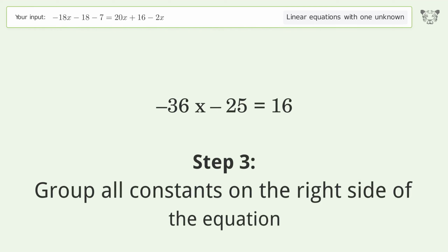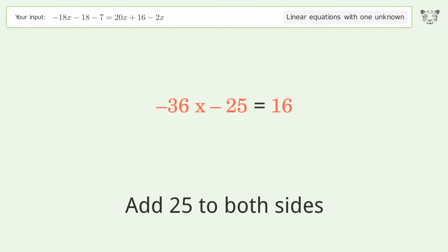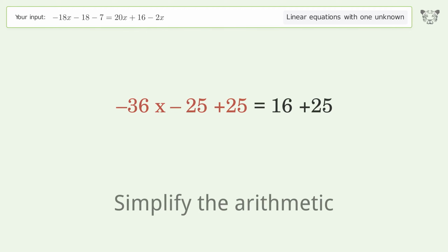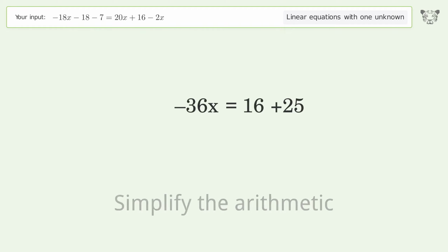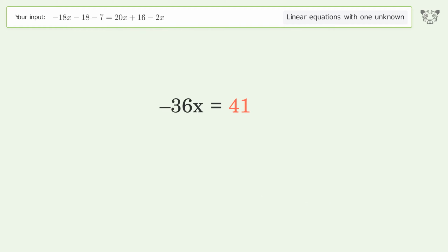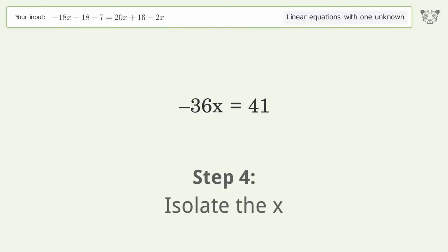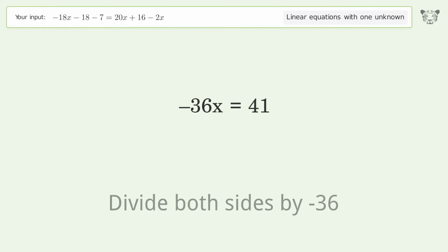Group all constants on the right side of the equation. Add 25 to both sides. Simplify the arithmetic. Isolate the x. Divide both sides by -36.